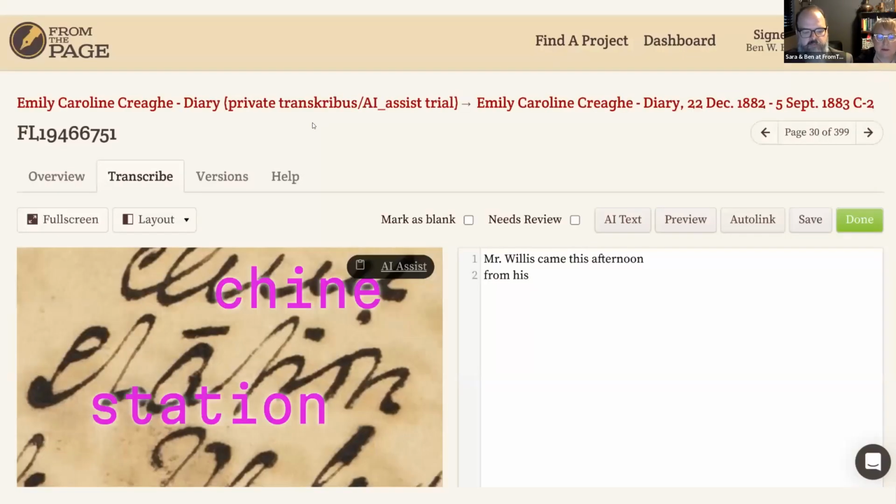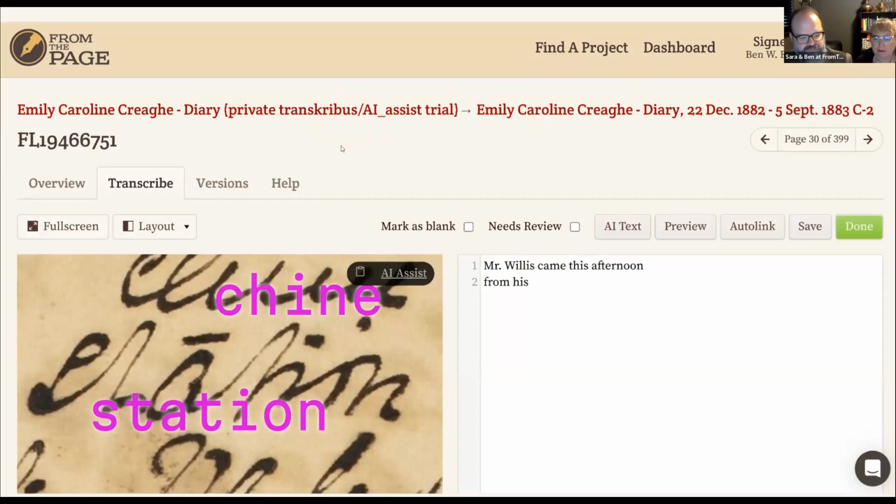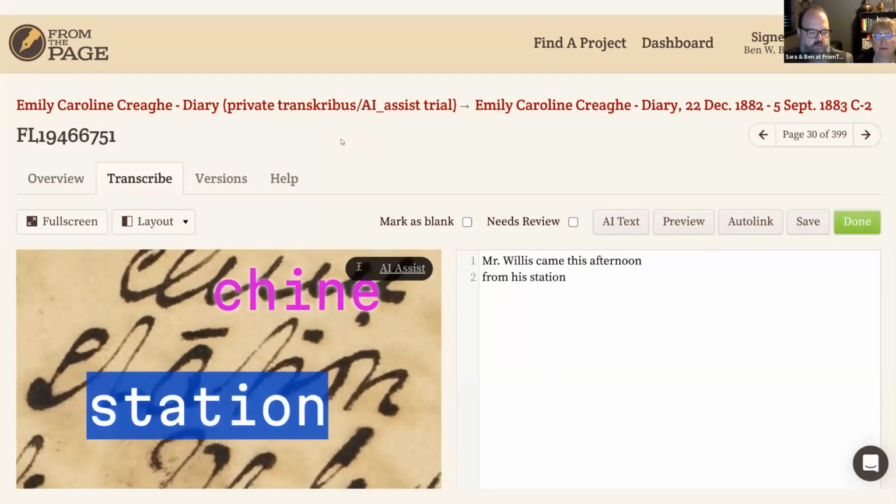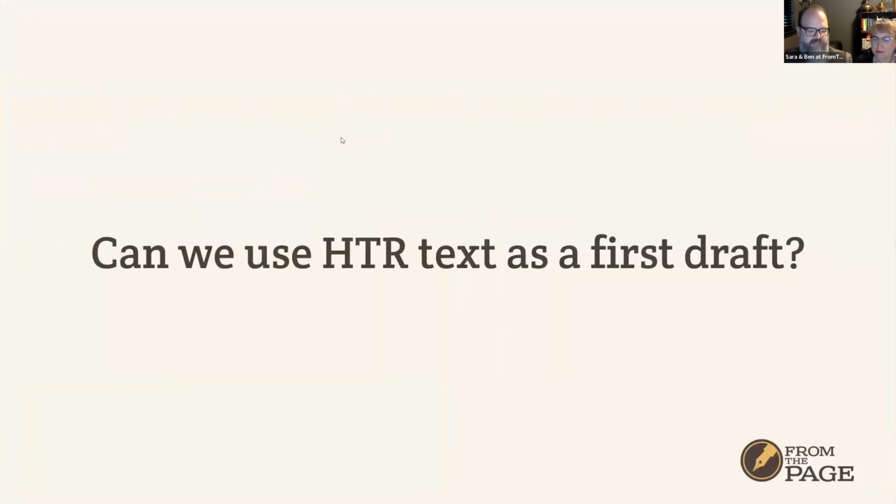In this case, I've been transcribing the document and I come across a word that doesn't make a lot of sense to me. I can zoom in on the word and request an AI assist, and then I see Transcribus has identified the word as station, which is an Australian term for what we here in Texas would call a ranch. Users can also lock the image to display, to select text to copy and paste into the editor. Copying and pasting can work, but it's kind of slow, right? So the next question we were addressing is, could we use the text from Transcribus as a first draft for our transcribers to use?